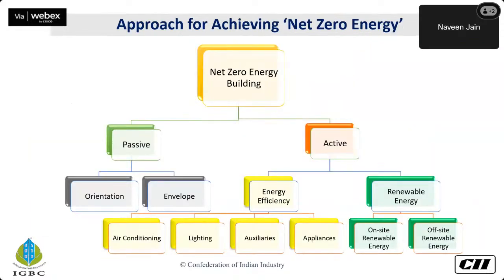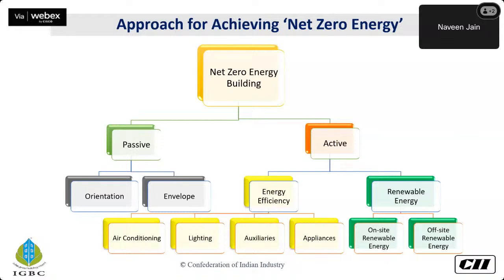And there are several methods for approaching net zero for a project: active measures and passive measures. Passive measures talk more about the building design, orientation, and envelope. Active measures come after the installation, when the equipment is there, how it uses energy, and how we can bring energy efficiency in that equipment. And later, after having all the energy efficiency measures implemented in your project, renewable energy can offset your energy consumption, and that can be done through on-site and off-site.